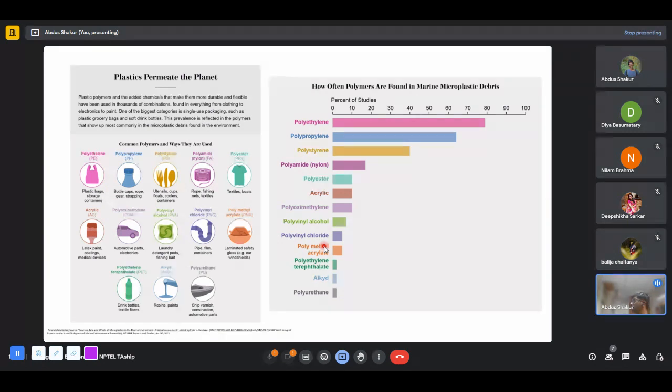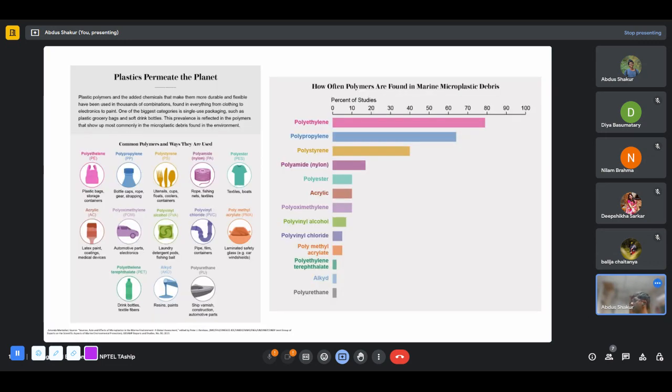If you look at how many different types of plastics are found in marine plastic debris, polyethylene is basically what plastic bags and storage containers are made of. Most studies have found a lot of polyethylene in microplastic debris. Of the microplastics collected from the ocean, most studies have reported polyethylene, followed by polypropylene, which is bottle caps, ropes, gates, and so on. This list just goes on.